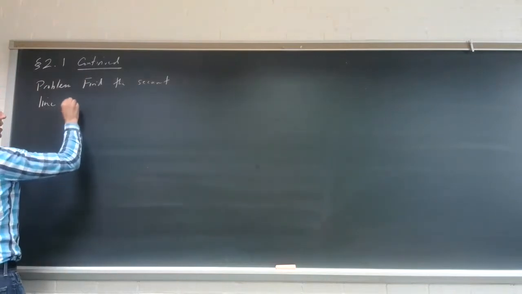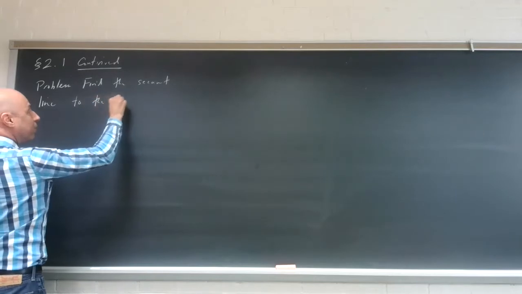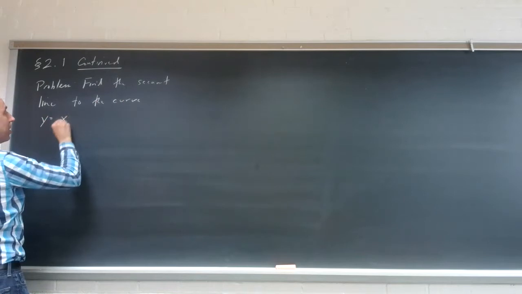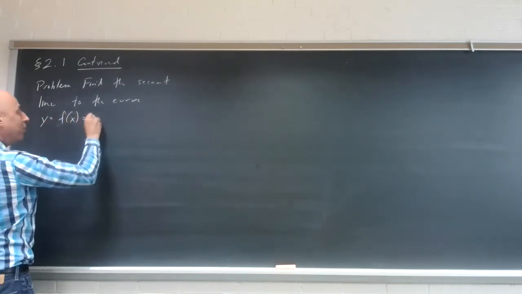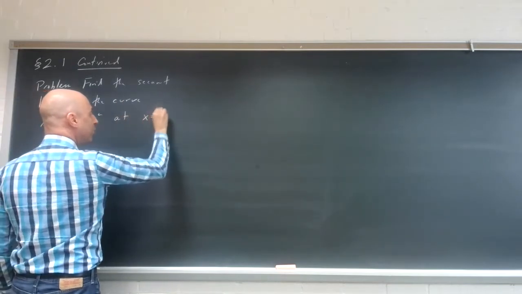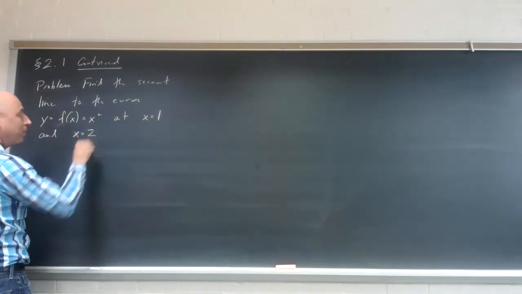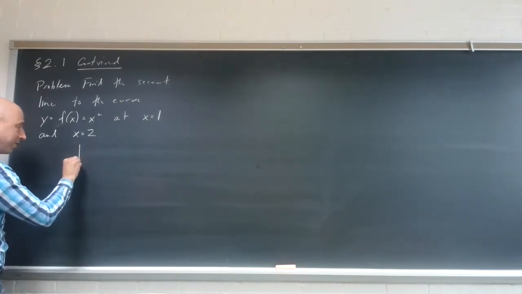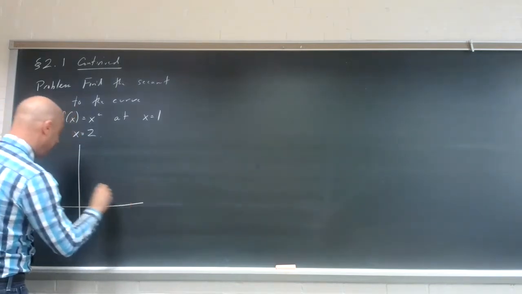So find the secant line to the curve y equals f of x equals x squared at x equals 1, and I think x equals 2. And we had this curve. You know what y equals x squared looks like. It's a parabola.